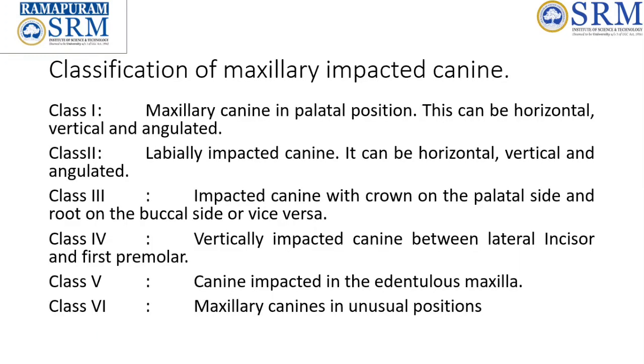Coming to classification of the impacted canine. Class 1 is maxillary canine in palatal position. This can be horizontal, vertical, or angulated. Class 2 is labially impacted canine. It can be horizontal, vertical, or angulated. In class 3, impacted canine with crown on the palatal side and root on the buccal side, or vice versa. Class 4, vertically impacted canine between the lateral incisor and the first premolar. Class 5 is impacted canine in the edentulous maxilla. Class 6 is unusual positions.